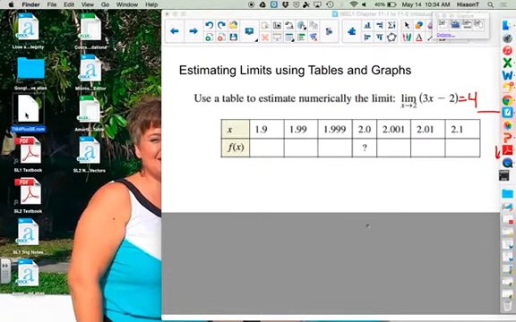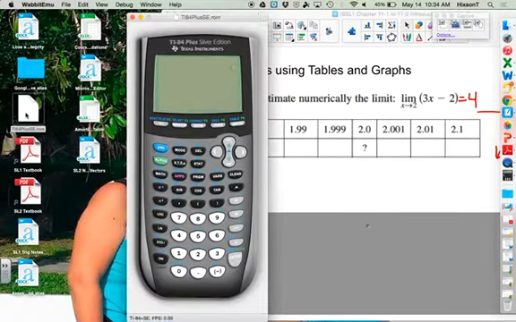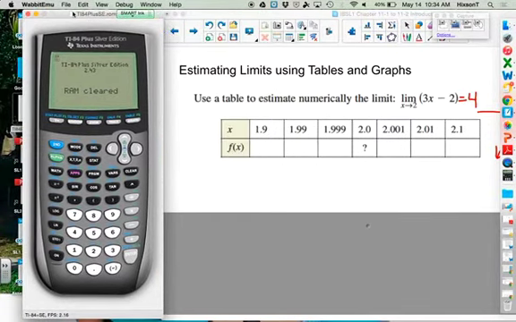Let's use our table and learn how to use our table. Okay? All right, we have this table. We can sketch, we can get the graph of our function. Our function is 3x minus 2.